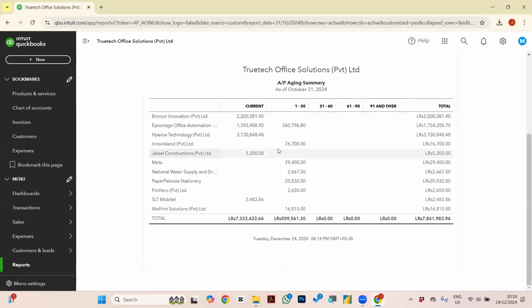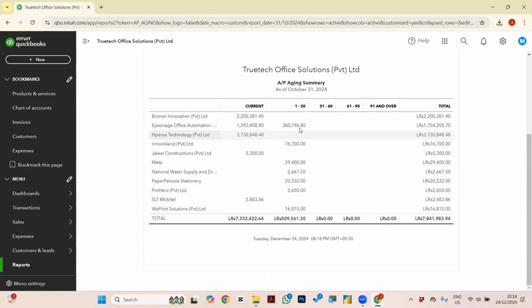Now, today is October 31st. In this case, these are all current payables. Don't have to worry about that. Now we have some payables that are more than 1 day. So probably few days old, we might have to pay them.